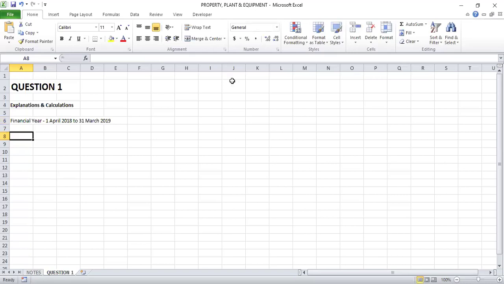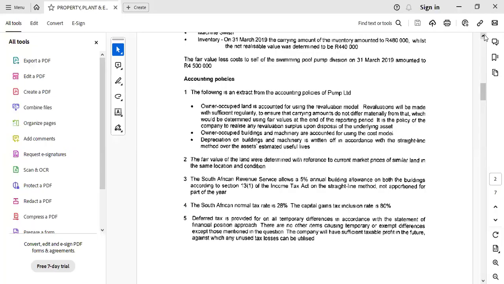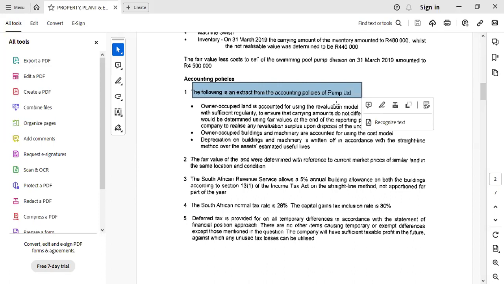Right. After reading that, you have to go and read your policies. Your accounting policies will state how they are providing depreciation. Are they using the straight line or the diminishing balance method? So that when you do calculations, you already know what policies you should follow. Right now, according to these accounting policies, the following is an extract from the accounting policies of PAMP Limited.